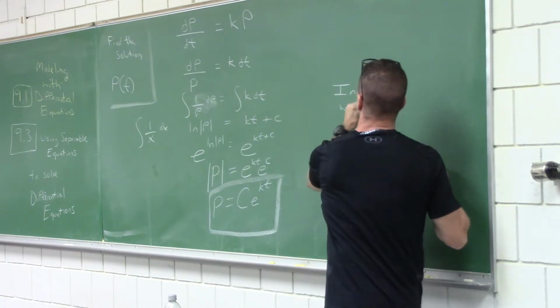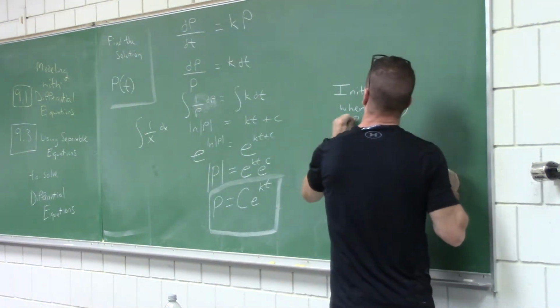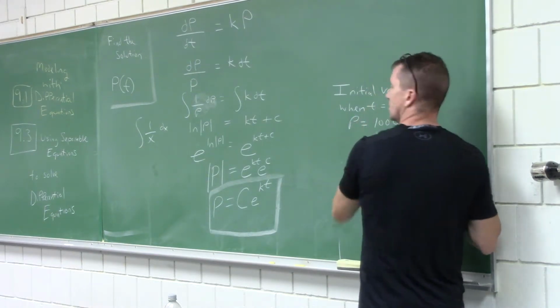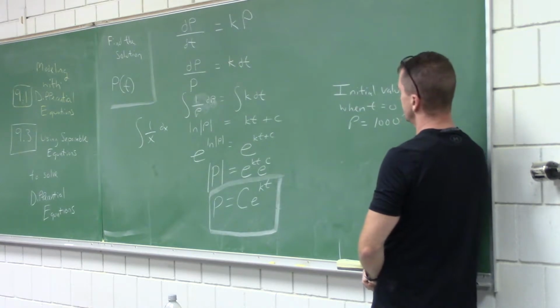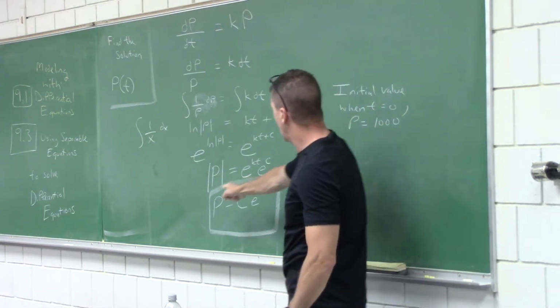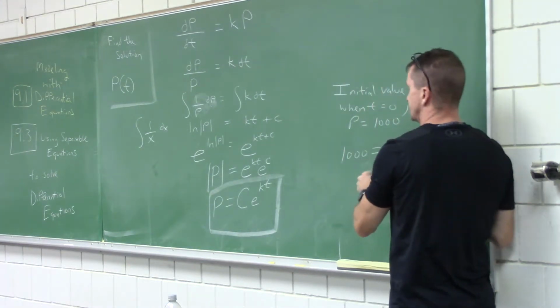When P equals 0, that's the initial value, the population was 1,000. Well, can you now find C? When you're all said and done, what would C have to be? So I'll put 1,000. This would help us find C.